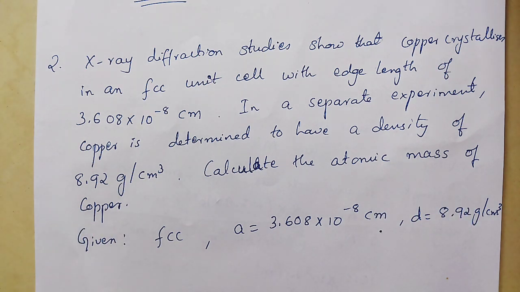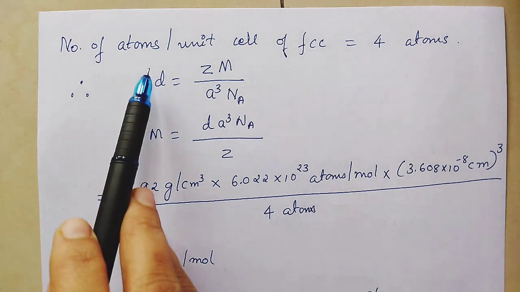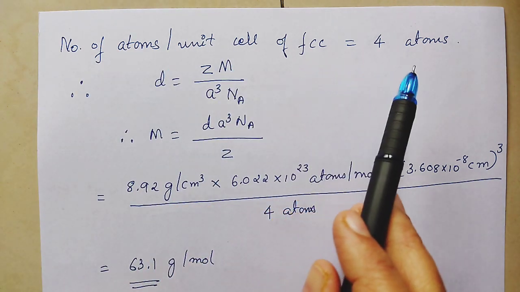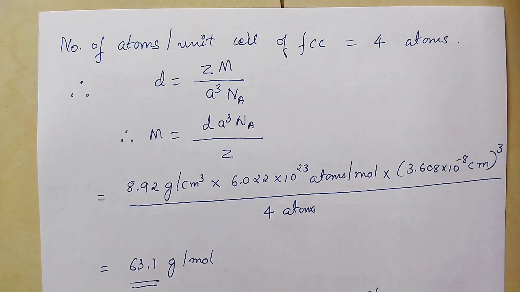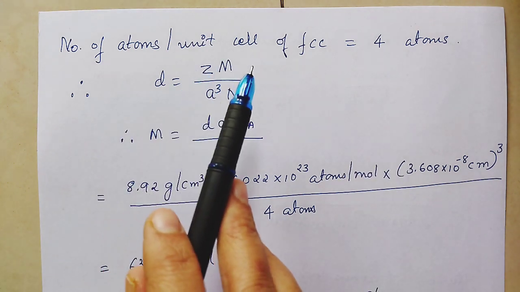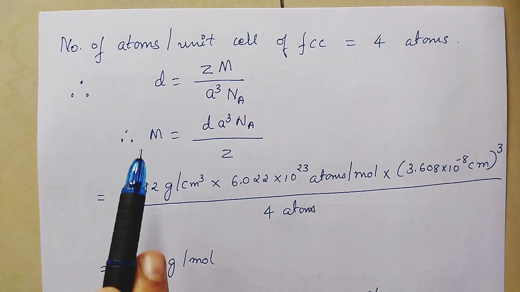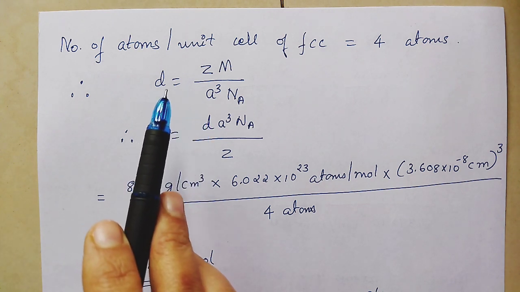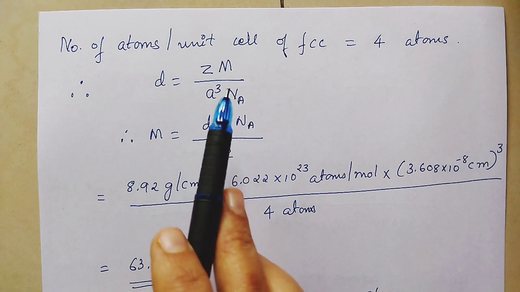So what and all information is given here? Copper crystallizes in FCC form. Edge length is found to be 3.608 into 10 to the power minus 8 centimeter. Density of element is 8.92 gram per cm cube. We need to calculate the atomic mass of copper. As we already know, number of atoms per unit cell of FCC is 4. Apply that to the formula. Density is equal to ZM by a cube Na. Therefore, M would be equal to d a cube Na divided by Z.